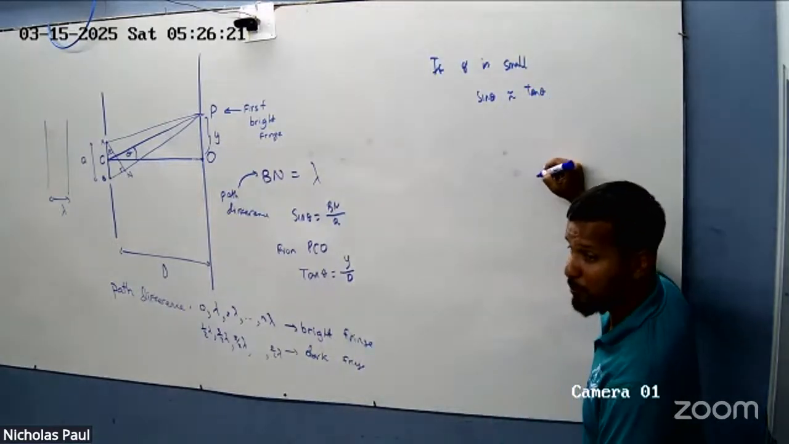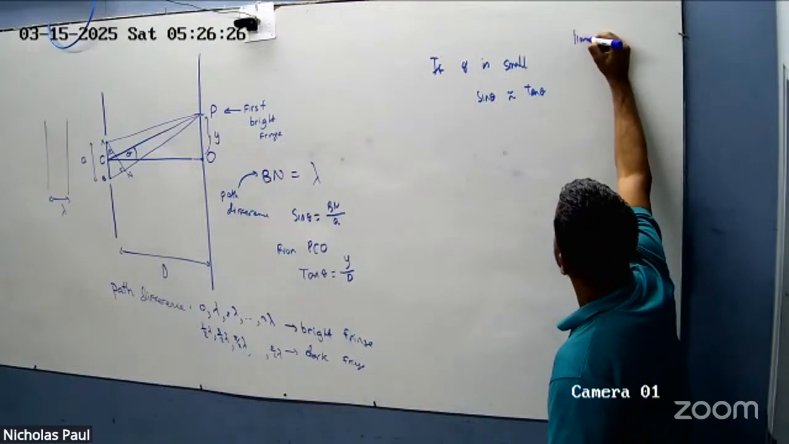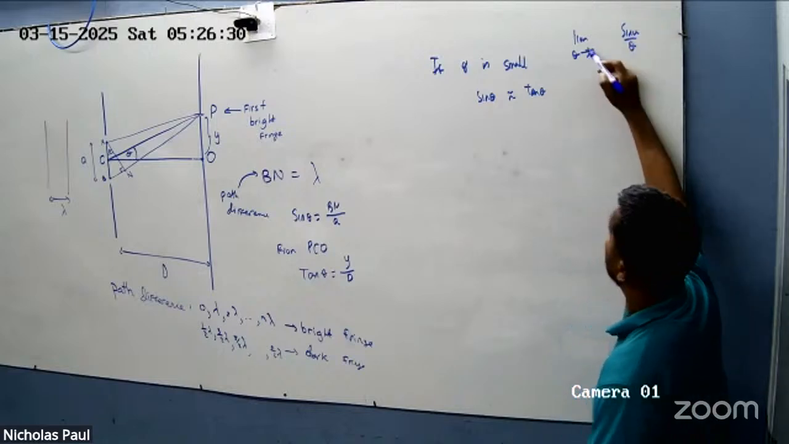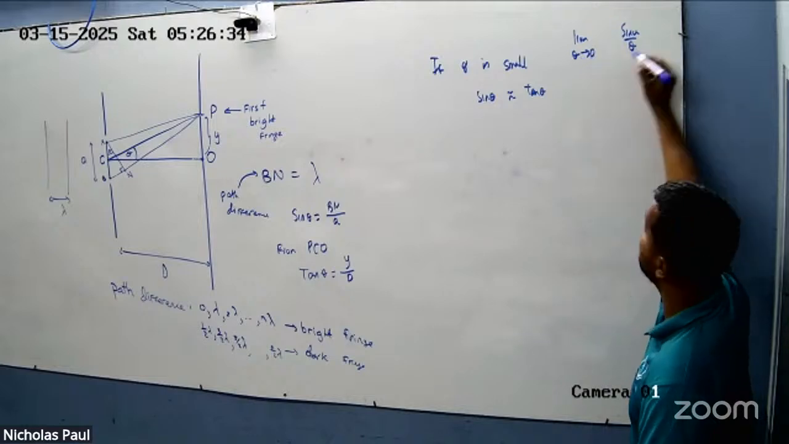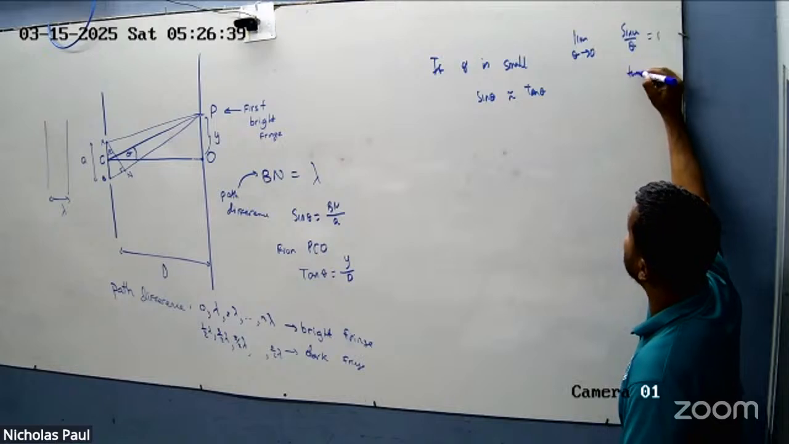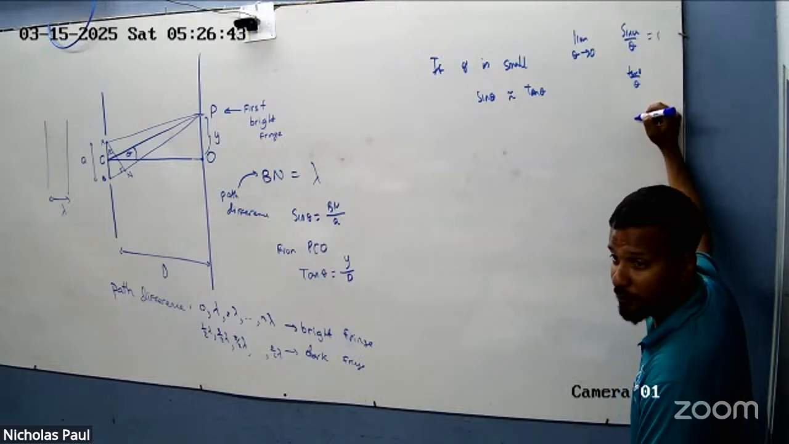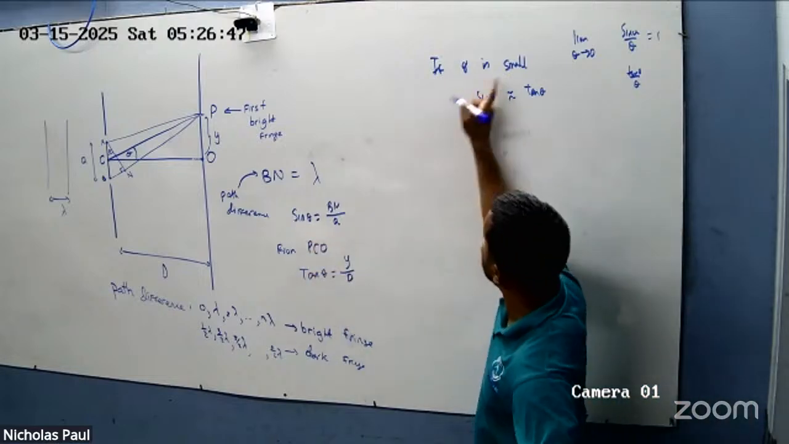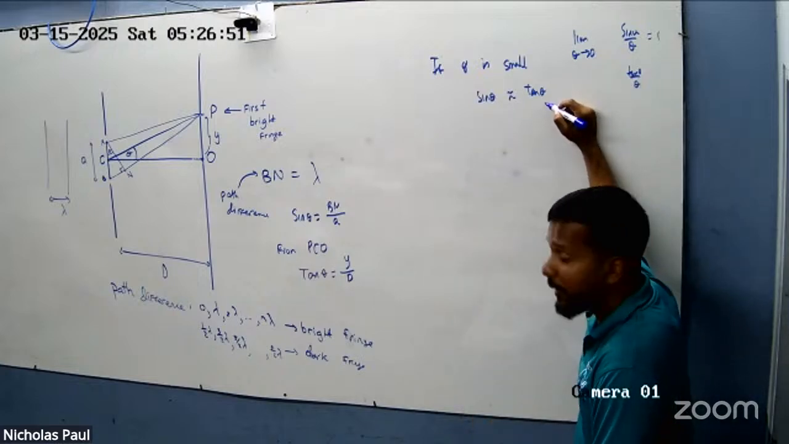Remember that? No, you don't remember that? There's a limit. The limit of sine theta over theta as theta approaches 0 is 1. And same thing for what? Tan theta and theta. So it means that these two things are technically equal. So these two things here are equal when theta is small.